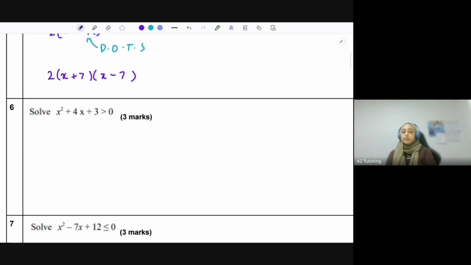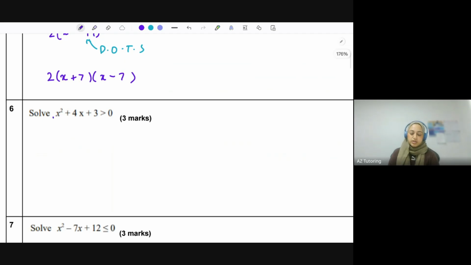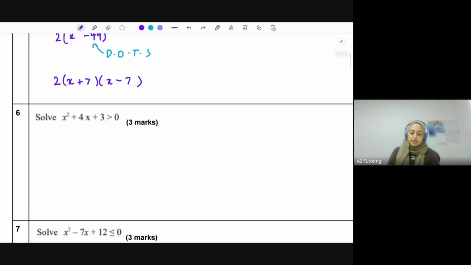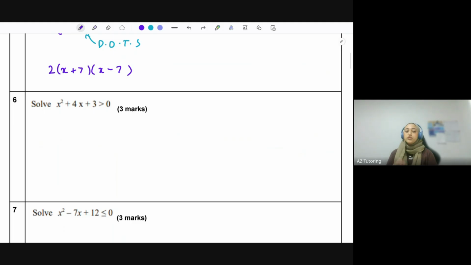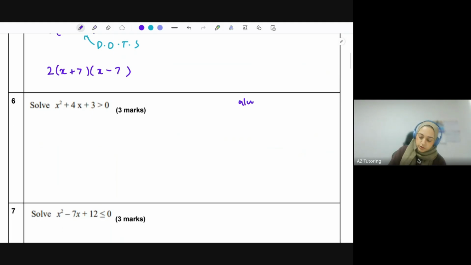Okay, the next thing we're going to move on to is quadratic inequalities. Now, what a quadratic inequality is, you can see here's a quadratic, and there's the inequality sign. So this is really common on a higher paper as well. Now, with these questions, I would always recommend you draw the graph. So always draw the graph, and you'll see why.